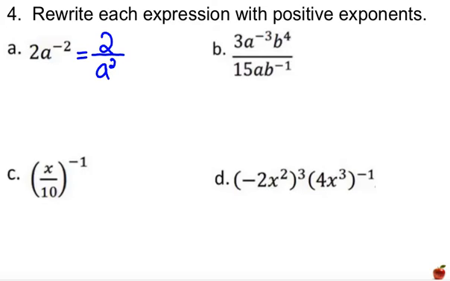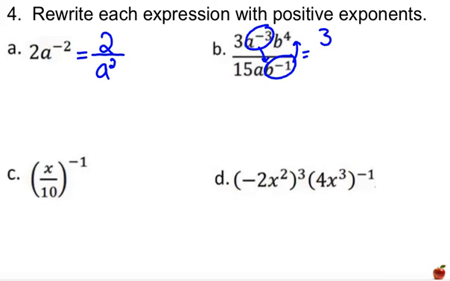Okay, in B, we can do this a couple different ways. We can subtract our exponents first, or we can move things first. So I'm going to move things first. You don't have to do it this way. But I'm going to say, look, this a to the negative 3, I'm going to move that down into the denominator. That gets rid of the negative. And the b to the negative 1, I'm going to move that up. So that way I can just get rid of all of my negative exponents.